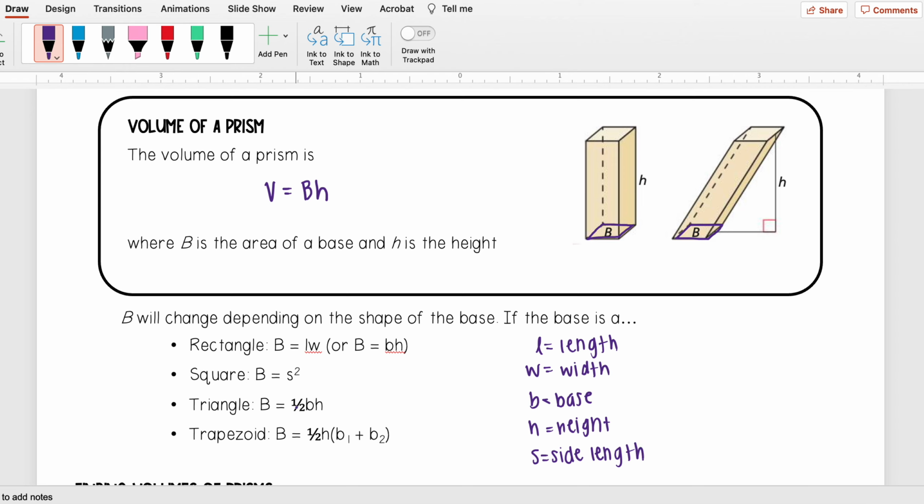For a triangle, that is 1/2 times base times height. And then for a trapezoid, it is 1/2 of the height times the sum of base 1 plus base 2.